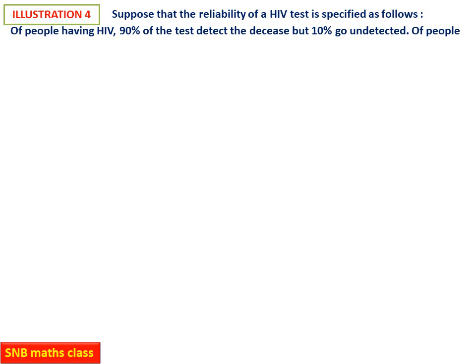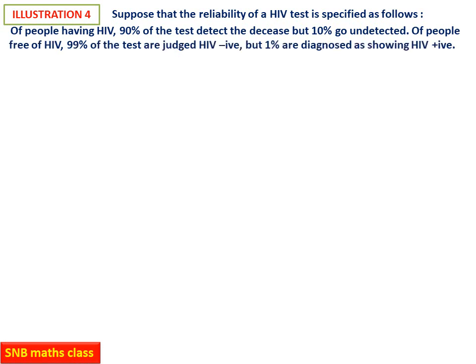Of people having HIV, 90% of tests detected the disease, but 10% go undetected. That means if you take 100 people and put them into the HIV test, then 90 are detected. The remaining 10 go free. That means though they have HIV, it is not detected. So this is the thing.